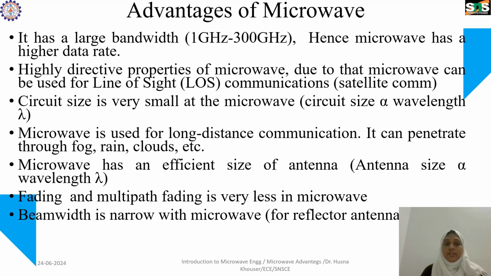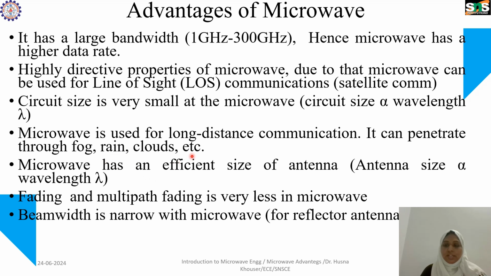So with line of sight communication, we can use it for satellite communication. And circuit size is very small at microwave. The circuit size of microwave is directly proportional to the wavelength. Based on this wavelength only we can decide the size of the antenna. Further, in upcoming lectures I'll show how the antenna size varies with the wavelength. Microwave is used for long distance communication. It can penetrate through fog, rain, clouds, etc.